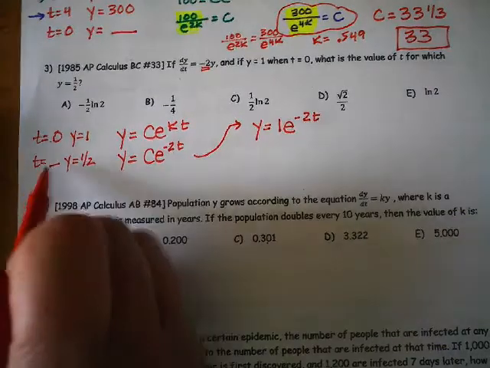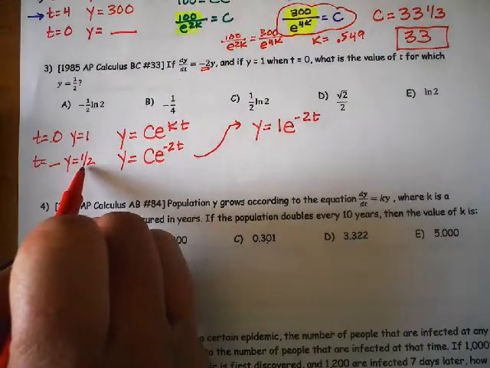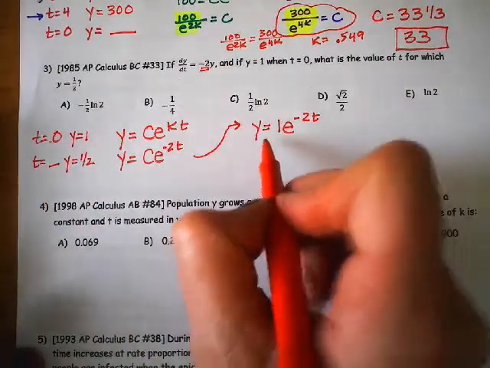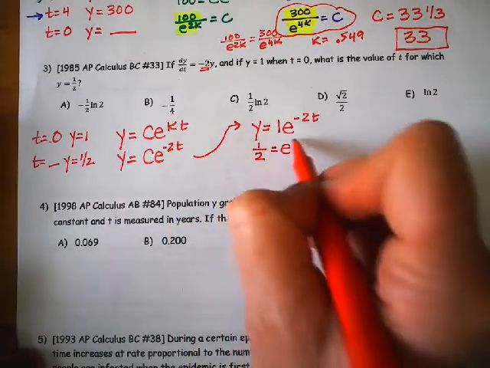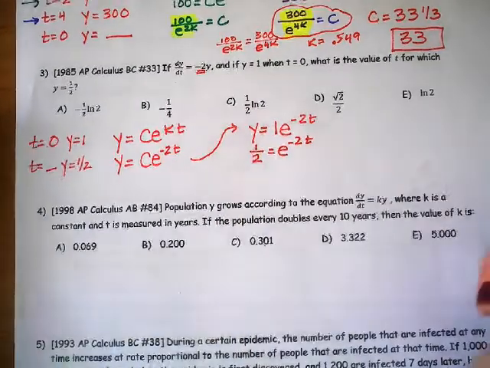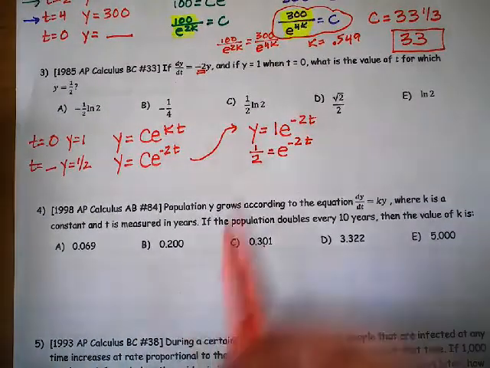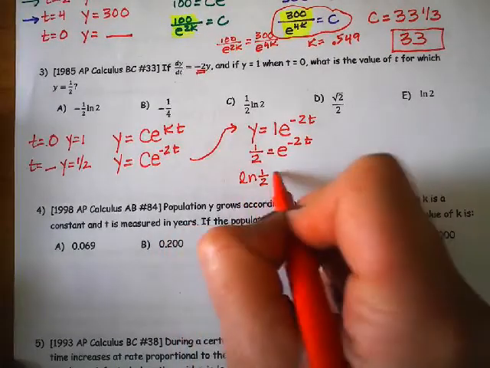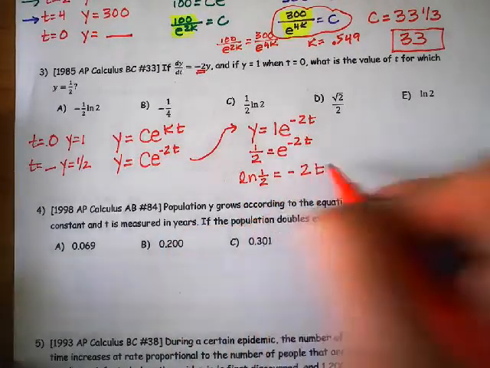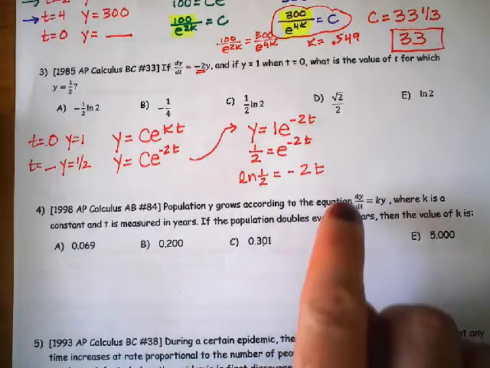And I'm looking for the time when y is 1/2. So all I need to do is go into this equation, and where I see y, put in 1/2. And we're going to solve that for t. So to solve that for t, I'm going to take the natural log of both sides. So the natural log of 1/2 equals negative 2t. And then it seems like it might be easy to solve.